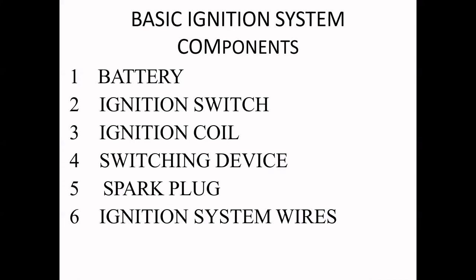Another component is the switching device. Another component is the spark plug. And one more component is the ignition system wires, the wiring starting from the battery to the spark gap. This is called ignition system wiring. These are the major components associated with this system.